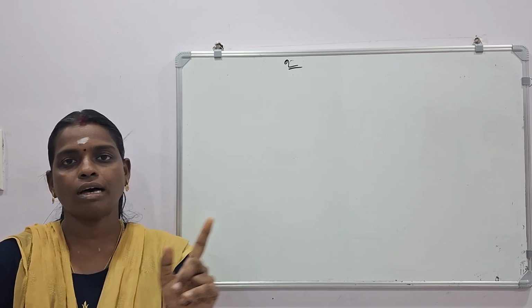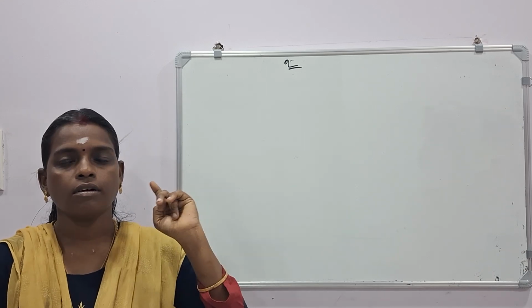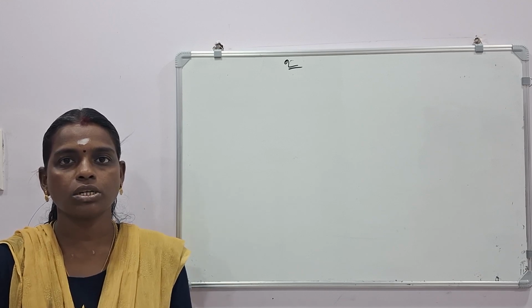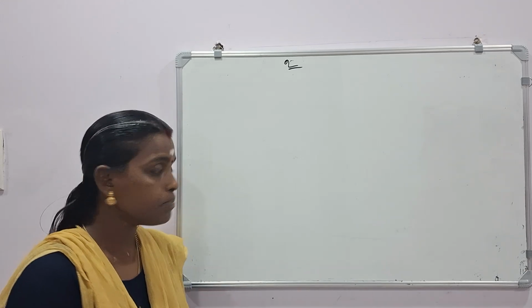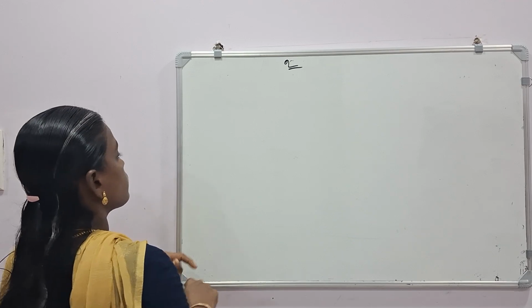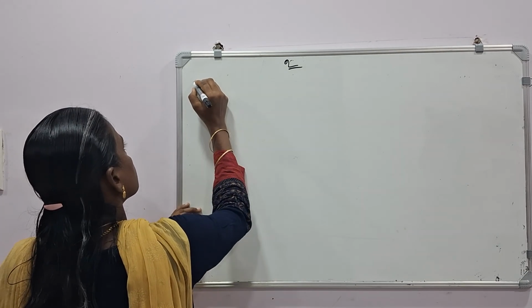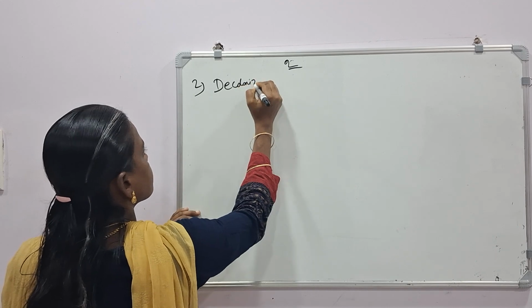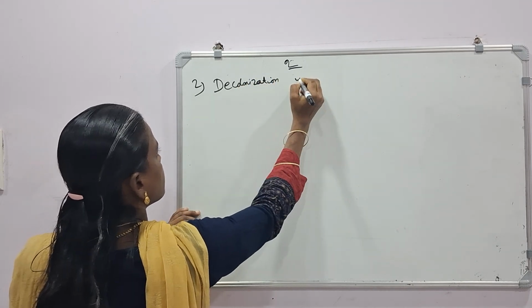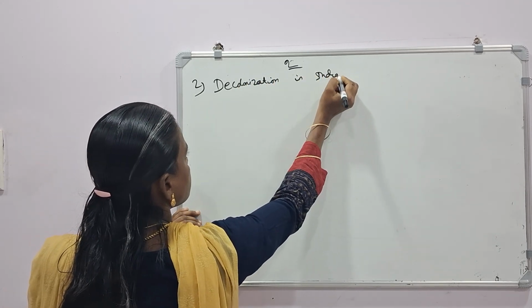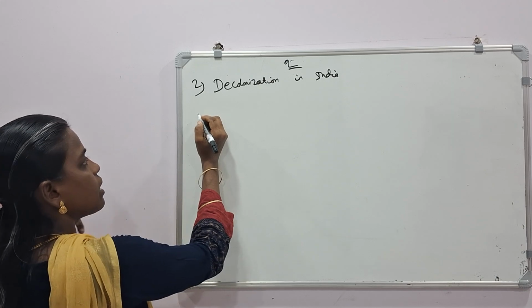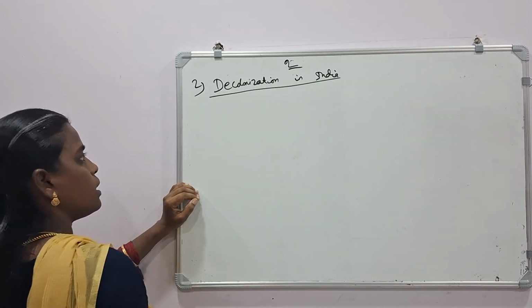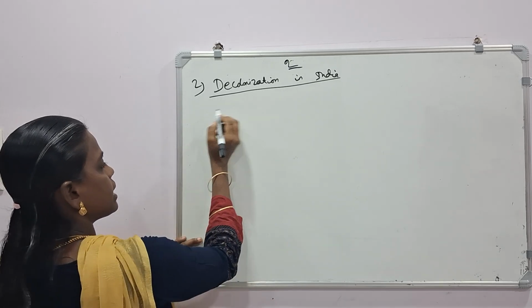The world between two values. The two more details. Second detail: decolonization of India. Let's see. Decolonization in India. So first you have to write this one and write some points under this heading.